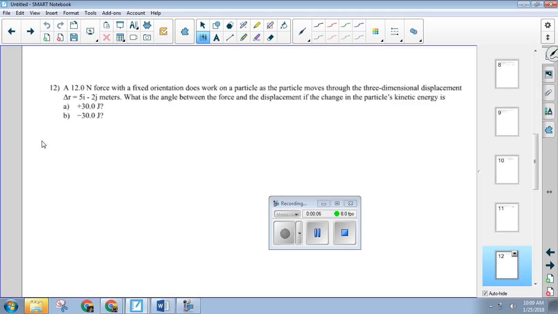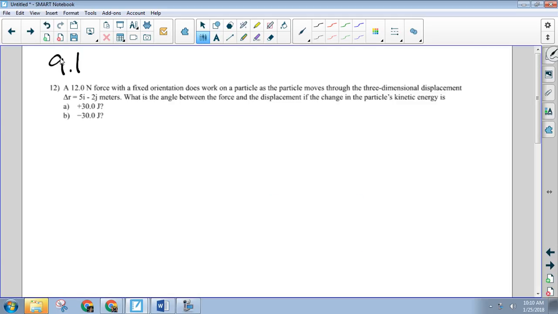Okay, so here we go. So, what is this, 9.1, number 12? Yes. Okay, so you got a 12 Newton force. The orientation on it is fixed. So that just means that the direction that the force is acting on is not changing. It does work on a particle as the particle moves through the three-dimensional displacement, and it gives you the displacement.